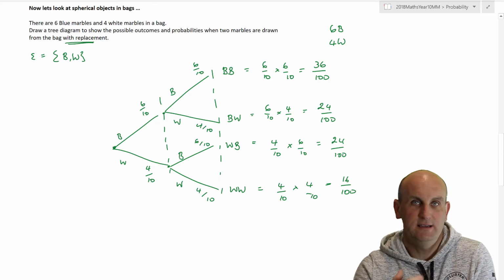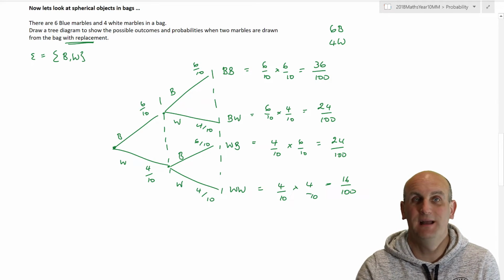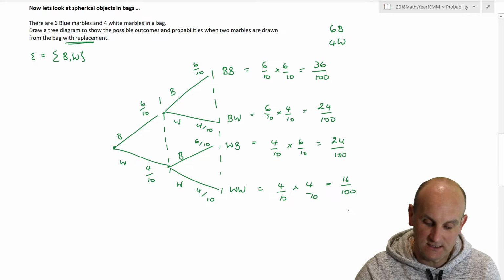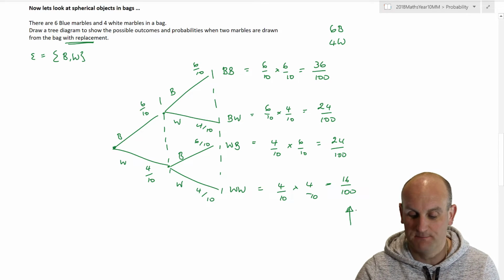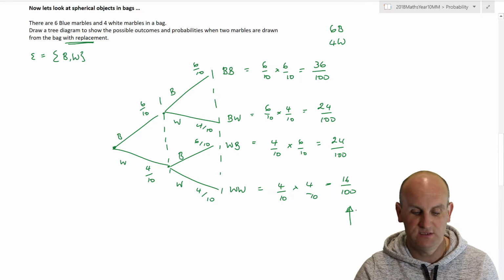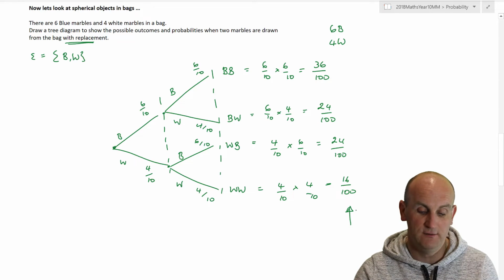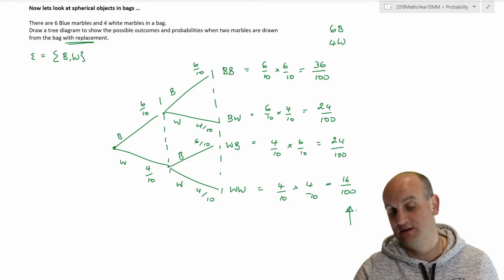And now the reason I said don't cancel these down is because I need to check that I've actually got this correct by adding all of those values together. So 36 and 24 gives me 60, 84, 100.